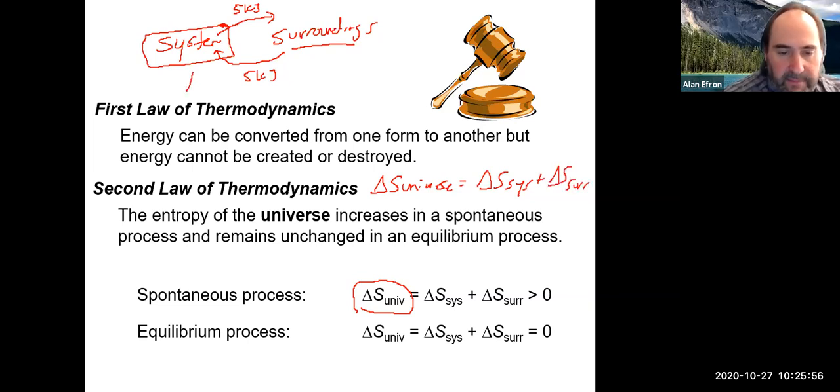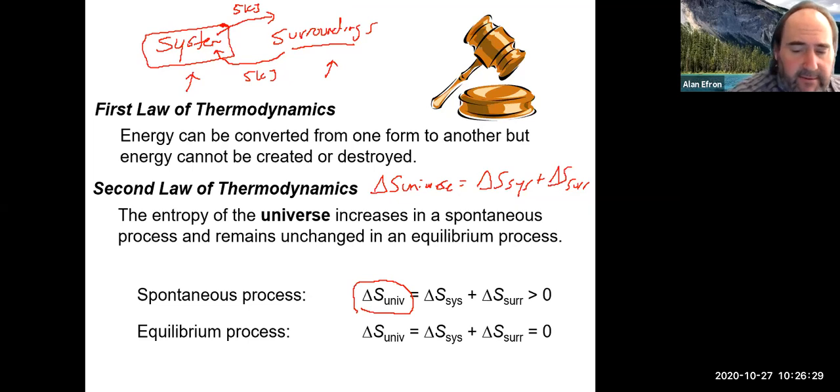So by looking at these two things and adding them together, if we calculate the delta S of the universe and it is positive, then we know that that reaction is spontaneous. Again, if we calculate the delta S of the universe and it's negative, it would be a non-spontaneous process. Again, a spontaneous process doesn't mean that it occurs necessarily fast or slow. It just means that that reaction is expected to occur under those conditions.